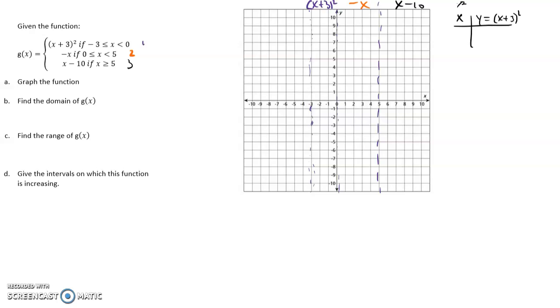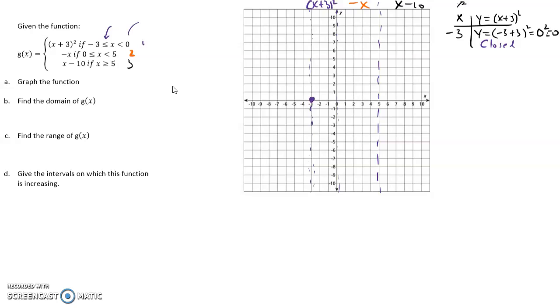So I already have 2 points. I want to try -3. And if I plug in -3, I get y is equal to -3 plus 3 squared. Well, -3 plus 3 is 0. 0 squared is 0. Now I'm going to give you a second to think about it. With this point, since it's less than or equal to, do you think it will get a closed circle or an open circle? Since it's less than or equal to, this should get a closed circle there. So at the point -3, 0, this gets a closed circle.